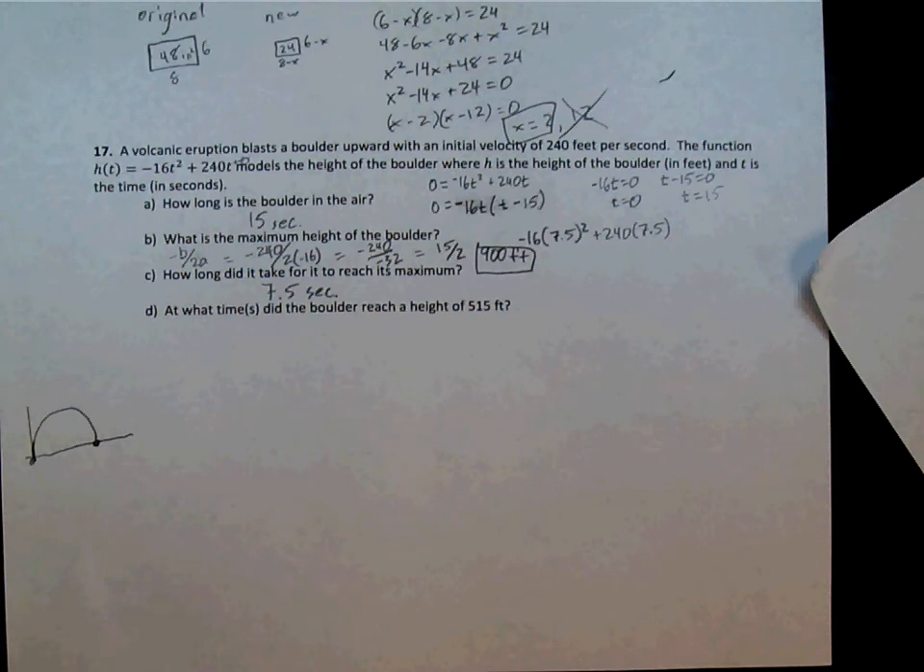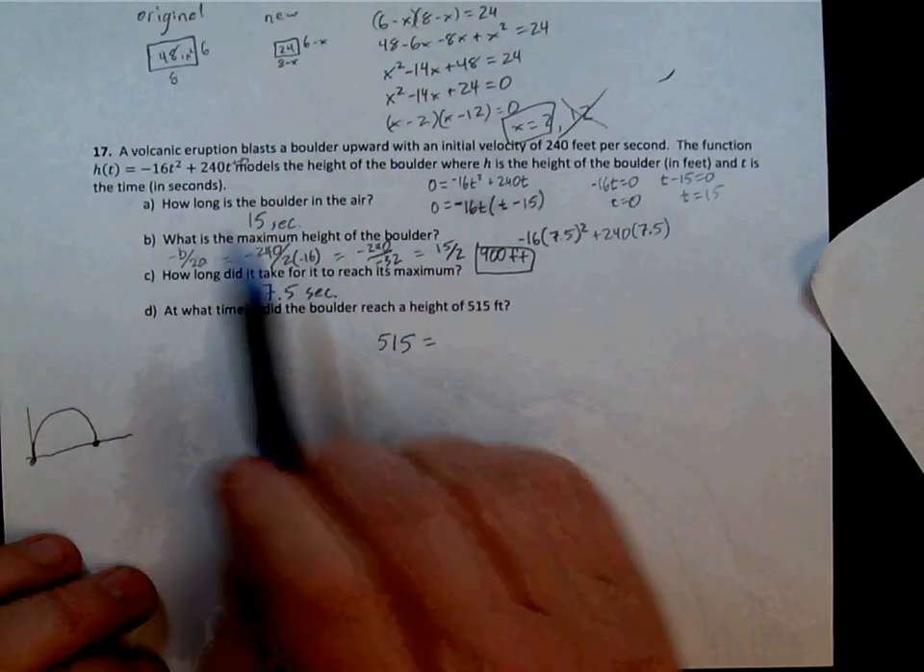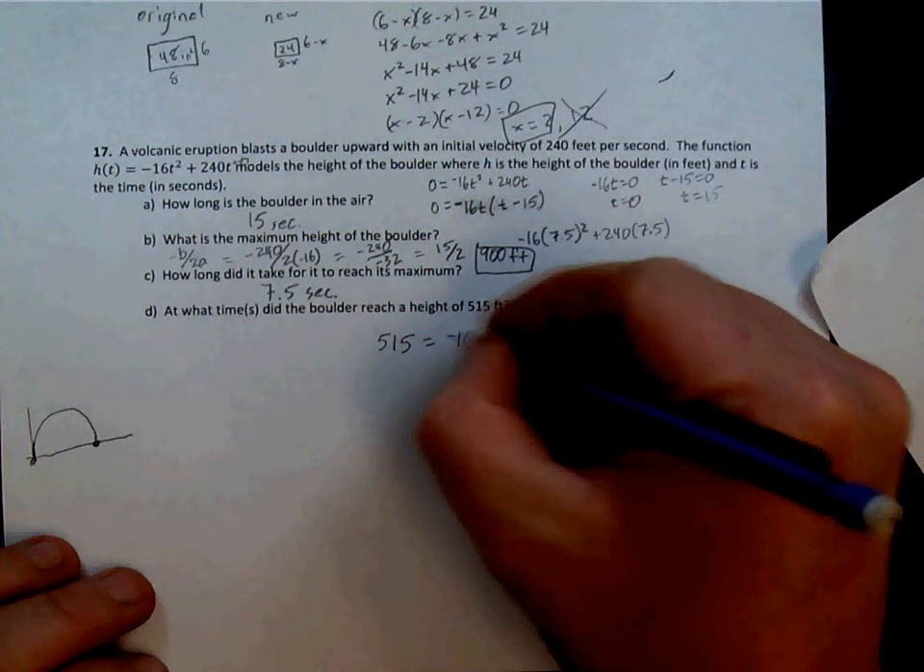So then the question is, what time did the boulder reach a height of 515? Well, to answer this, your height was 515. I put that in the height part, the h of t, and then set it equal to the equation.